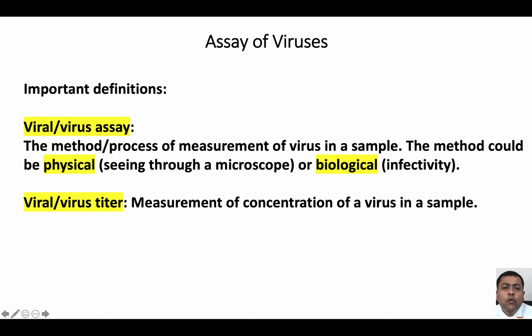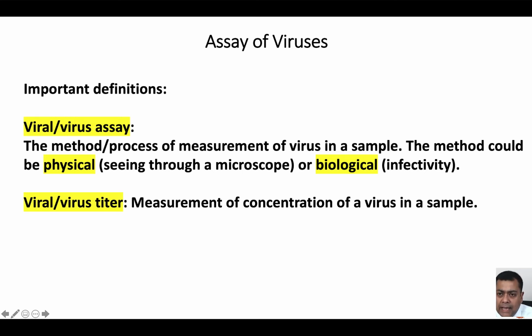So after that, we are looking at the assays of the virus and how you measure the virus in the sample. And it could be two types. It could be either physical, seeing through a microscope, or biological means of the viral assay, which is the infectivity assay. And the virus titer is known as the measurement of concentration of the virus in the sample. And remember, these two words are very important.